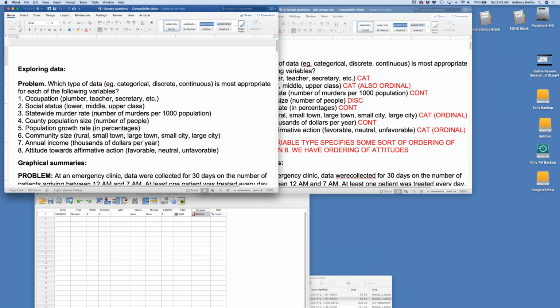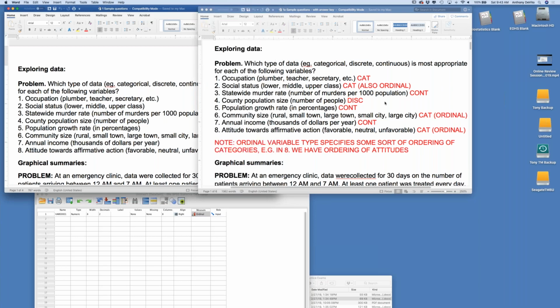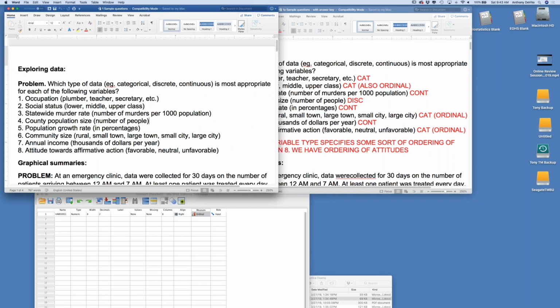State murder rate, that might be 323.3 per 100,000. I would call that a continuous variable, right? It's not necessarily an integer. County population size, the number of people living in the county, that's a number, right? However, it's going to be an integer, so it's going to be a whole number. So you could call that a numerical variable or scalar variable in SPSS, or you can call it a discrete variable as well because it is an integer. Population growth in percentages, right?